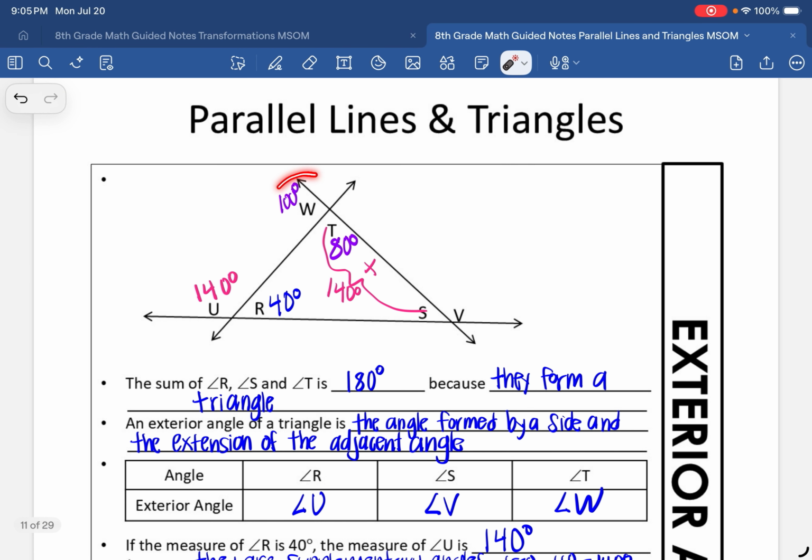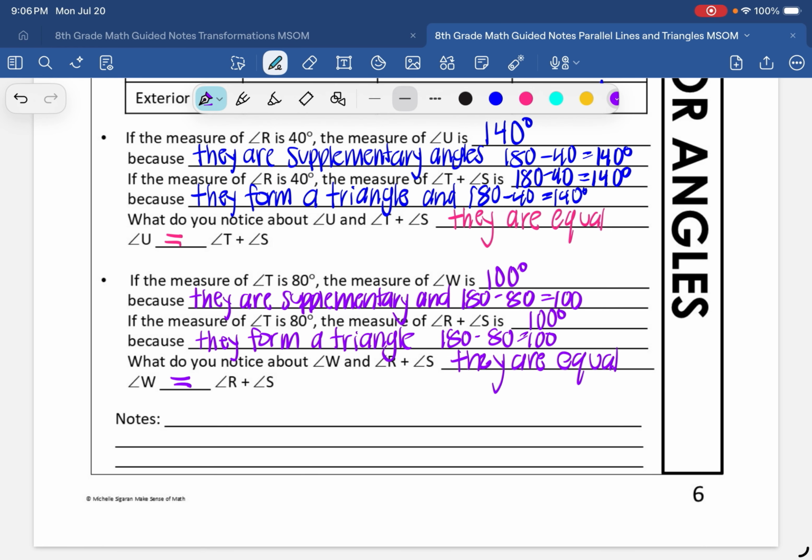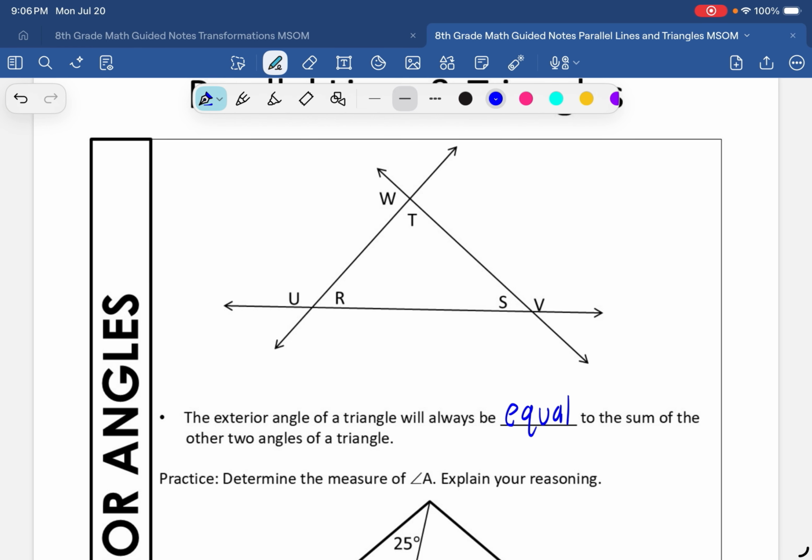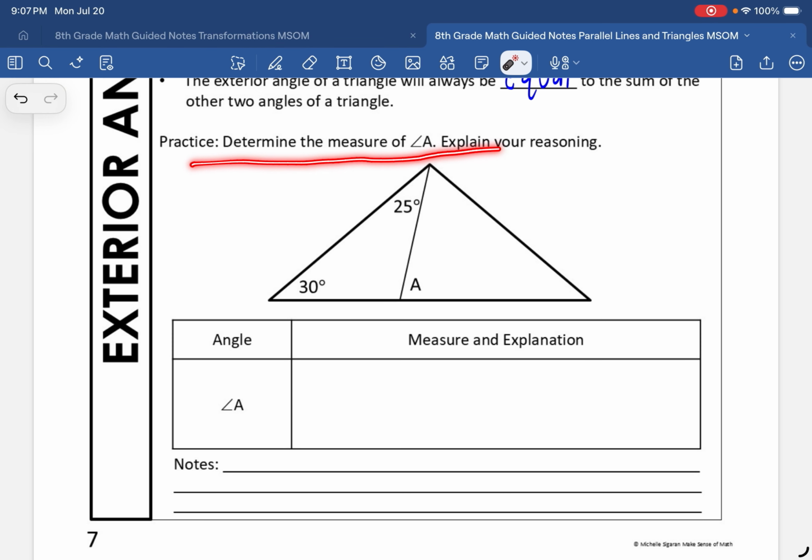So angle w and angle r plus s we determined would be equal, and that's going to be true of all triangles and exterior angles. The exterior angle will be equal to the sum of these two opposite angles. The exterior angle of a triangle will always be equal to the sum of the other two angles of a triangle.